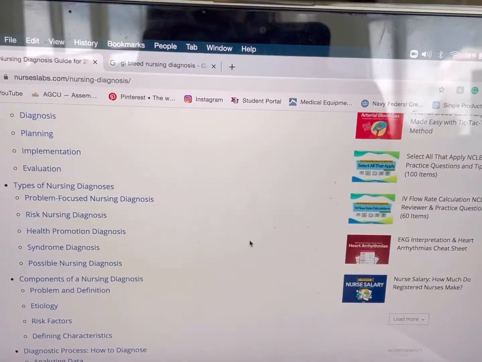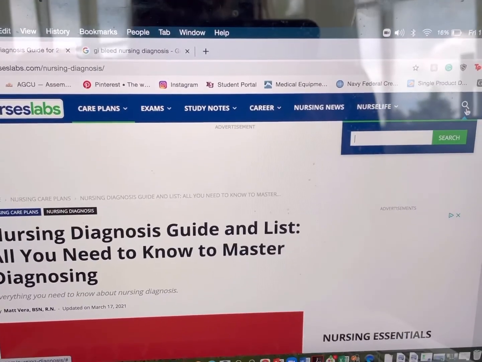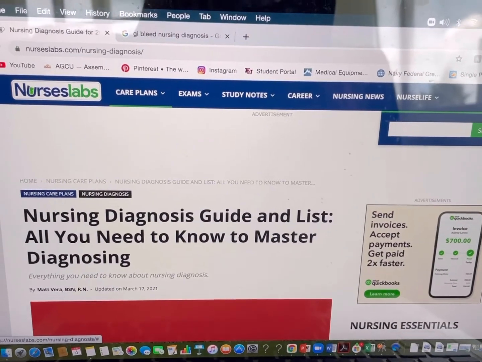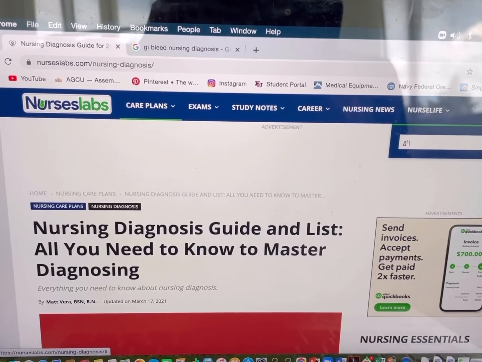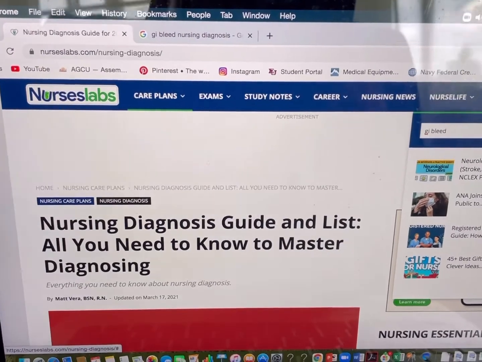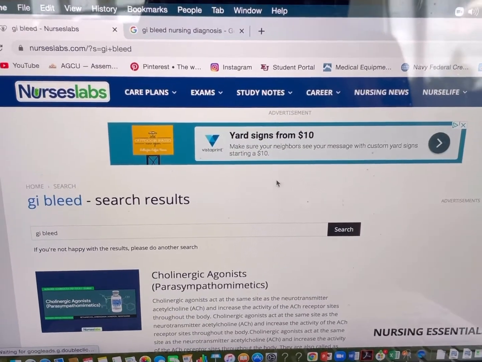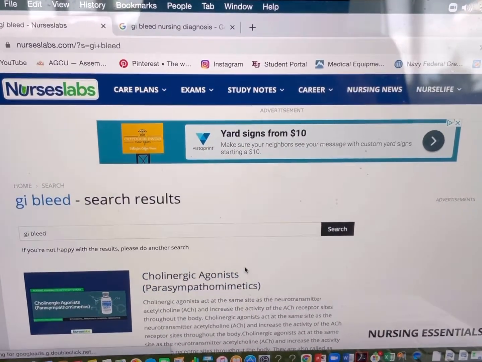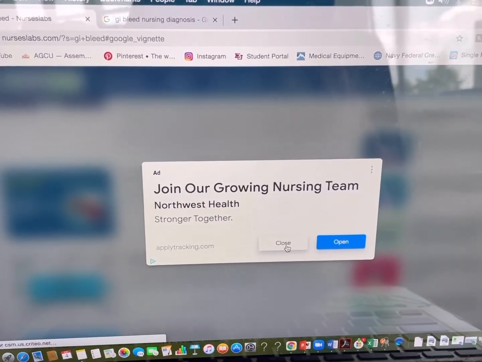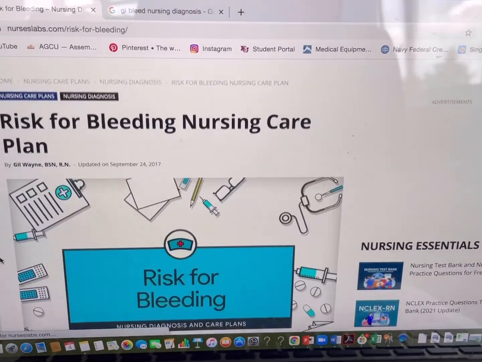Okay, so let's use my fake patient and I will show you guys what I would do. So instead of typing in hemorrhoids, because you're not really going to get a lot of nursing diagnosis for hemorrhoids per se, I would do, let's say my patient's at risk for GI bleed because they also had a mass and it needed an endoscopy, colonoscopy. So it's not going to give you specific GI bleed either, but it will give you risk for bleeding. So this is another one of your risk for diagnosis. And then boom, you got a risk for bleeding nursing care plan.